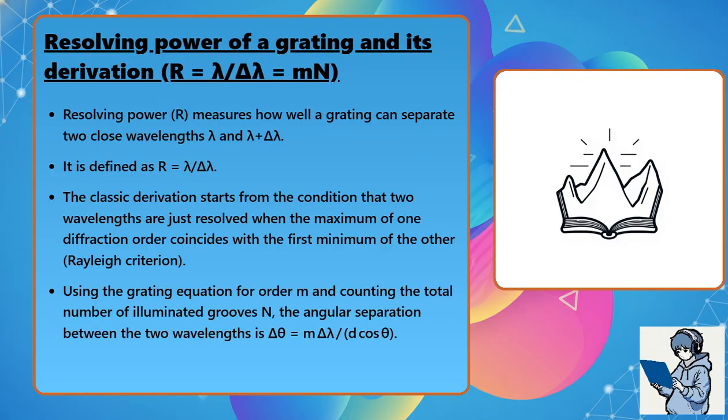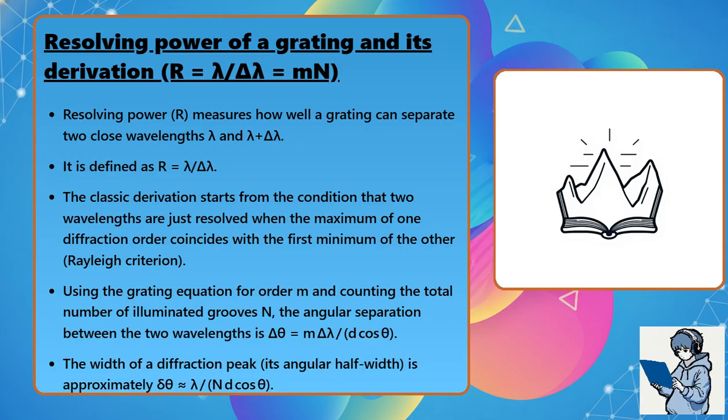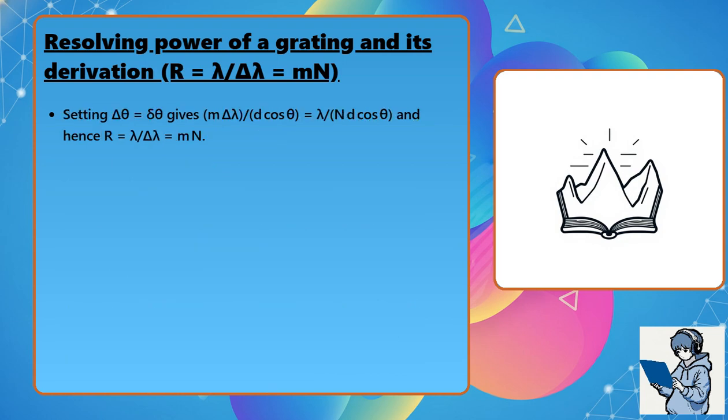Using the grating equation for order m and counting the total number of illuminated grooves n, the angular separation between the two wavelengths is delta theta equals m times delta lambda divided by d cos theta. The width of a diffraction peak, its angular half-width, is approximately delta theta equals lambda divided by n d cos theta. Setting the two equal gives m times delta lambda divided by d cos theta equals lambda divided by n d cos theta, and hence R equals lambda over delta lambda equals m n.